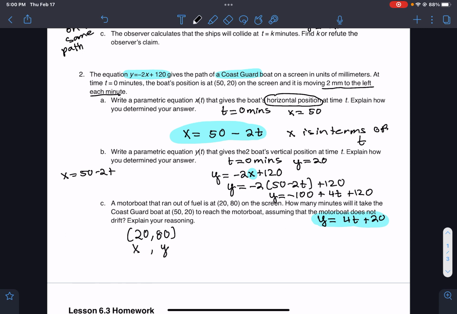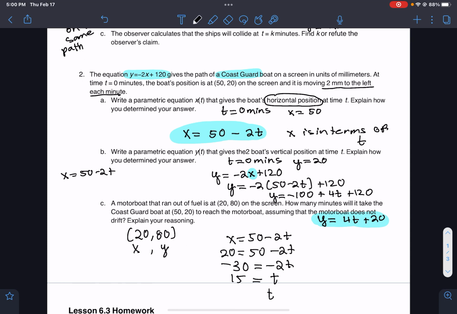This is x, and this is y. To find the time, you can take either equation that you solved for in A and B. So let's say that I take x equals 50 minus 2t. If I substitute 20, which is my horizontal distance, I can solve for t. And you see how I get t equals 15. So t equals 15 minutes. So I would be able to reach this boat after 15 minutes.